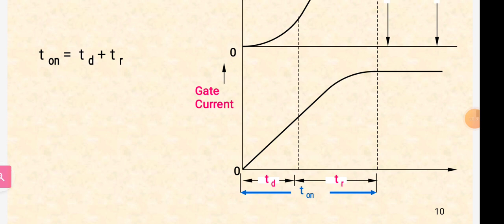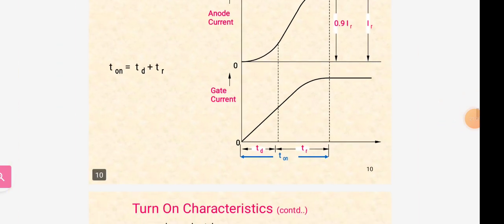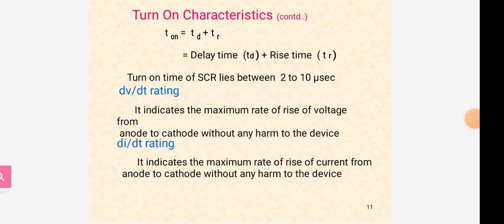Means when the thyristor starts conducting, it has some delay time. It will be shown in degrees, means 10 degrees, 20, 30. It will be maximum up to 170 degrees. So to conduct the SCR, it has the delay time and rise time. So this is the diagram for turn on time. And here the turn on time T on is equal to Td plus Tr, means delay time and rise time. Turn on time of SCR lies between 2 to 10 microseconds.